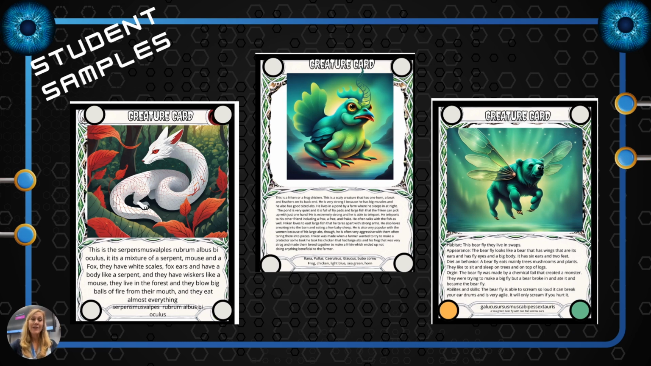As you can see, their projects turned out really, really amazing. And I have to point out the one in the middle because it is a fan favorite. That was a frog chicken hybrid, which the student named the Frickin'. It was very popular and became our class mascot for the majority of the year.